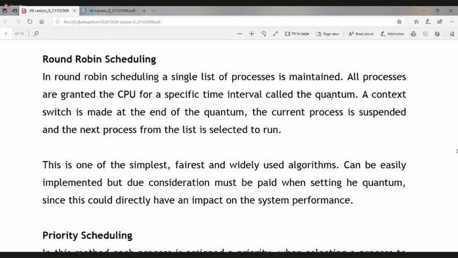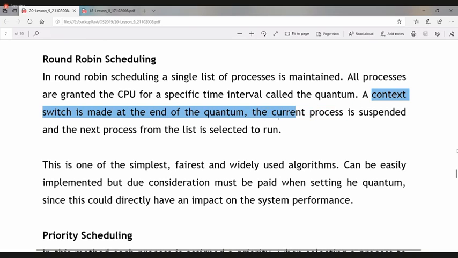Right? The context switch is made at the end of the quantum. So it's like clock cycles. At the end of the clock cycle, you have to do some switching. What is switching? The current process is suspended, so you have to save it, and the next process on the list is selected to run, right? So that is known as context switching.